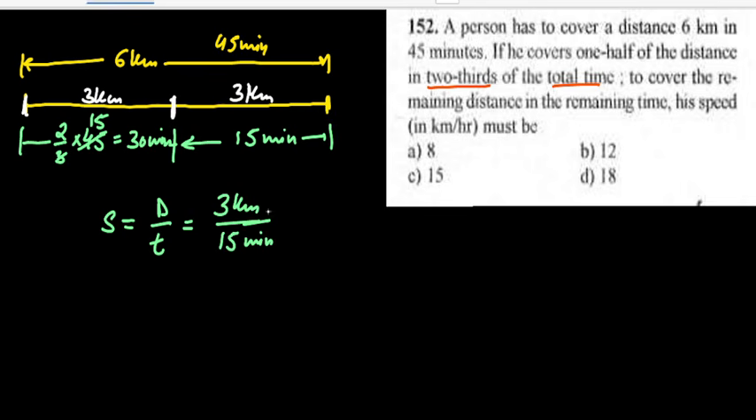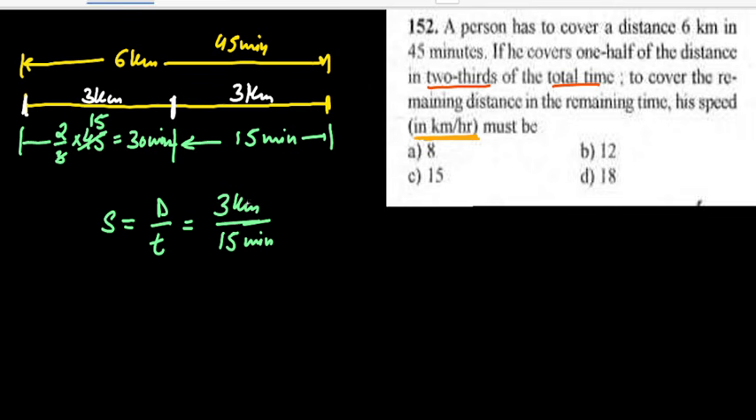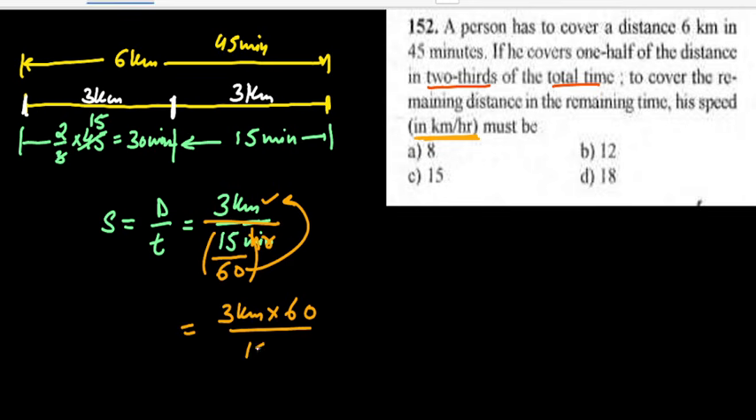But if you see the options, the examiner wants the answer in kilometers per hour. So this kilometer is sorted, and I want to make the minutes into hours. In order to convert from minutes to hours, you always divide the minutes by 60, and this way you'll get hours. As this is a double division, always remember that the bottom number goes at the top. So in short, you'll get 3 kilometers into 60 divided by 15 hours. Now the unit has become kilometers per hour. Just cancel and get the answer. 15 fours are 60, so that means 12 kilometers per hour. This is the speed with which he has to cover the remaining distance if he wants to cover the entire journey in 45 minutes, which is option number B.